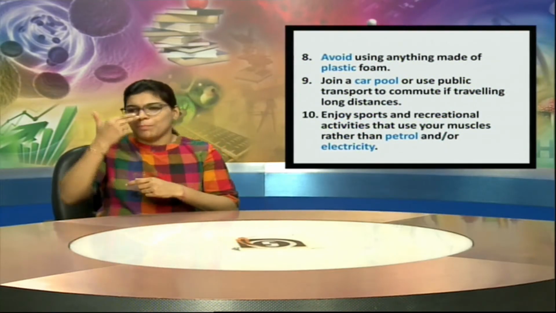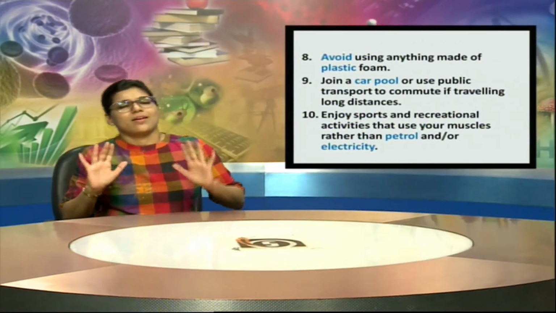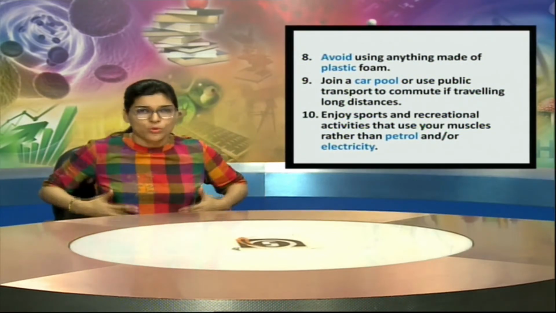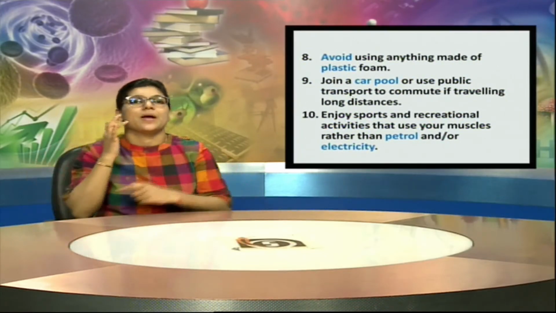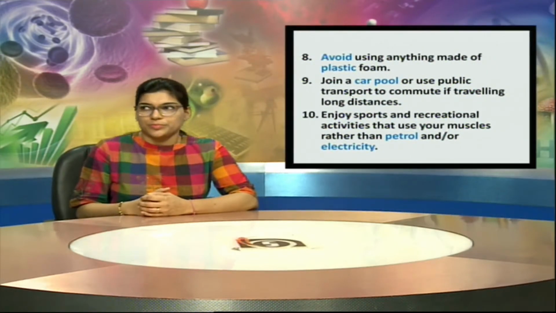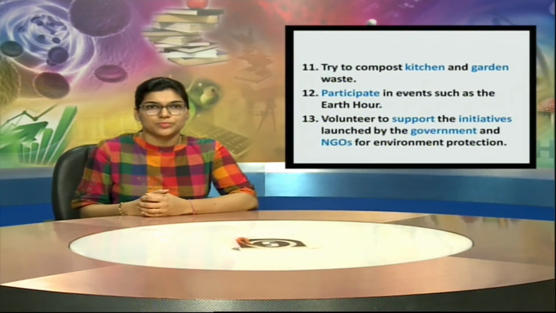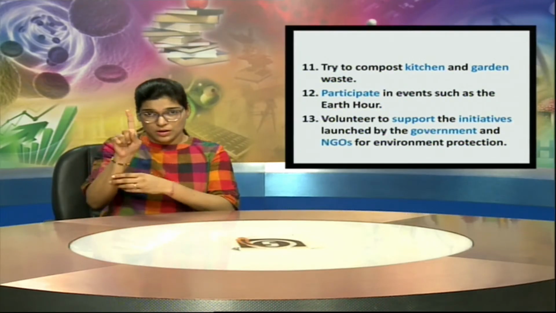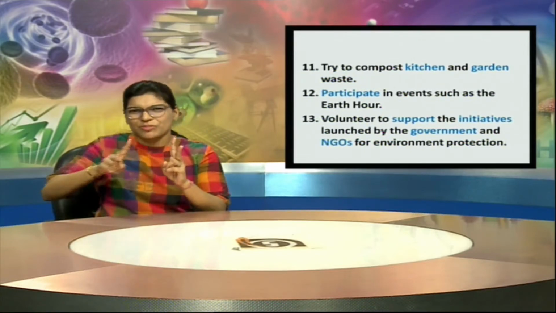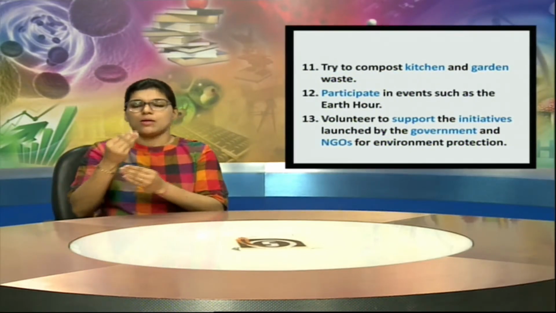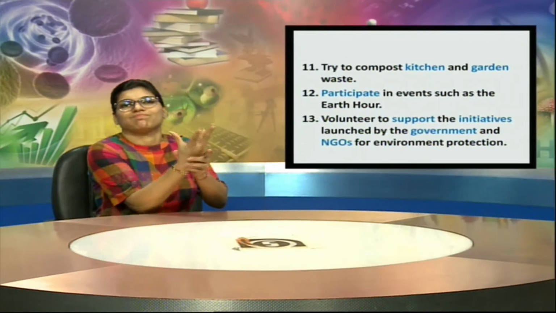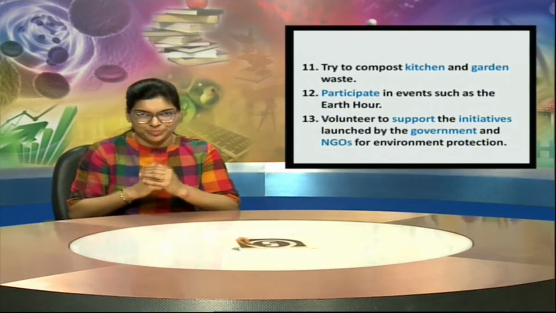The 10th point is there are different sports and recreational activities we enjoy, and we should use our human body as much as possible to be healthy. The 11th point explains that we should try to compost all the kitchen and garden waste, so that it can be used for our garden.